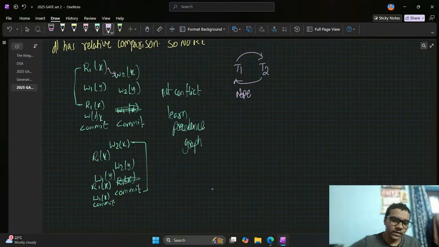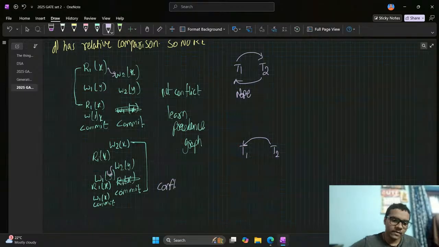So is it writing Y? Yeah. Okay, it is. Is it writing X? It is, but it got committed before. So, no, you don't draw an edge. It is reading X. Is it writing X? No, it is not. It is writing Y. W2 to W1 is an edge. So it is conflict serializable.